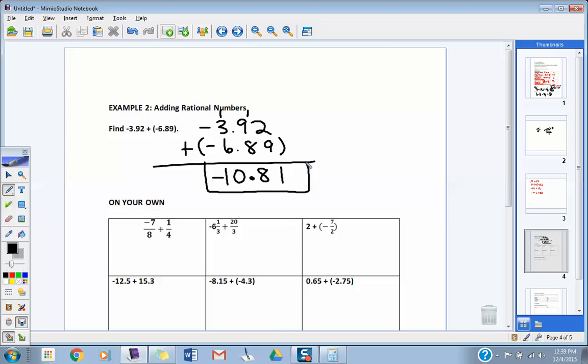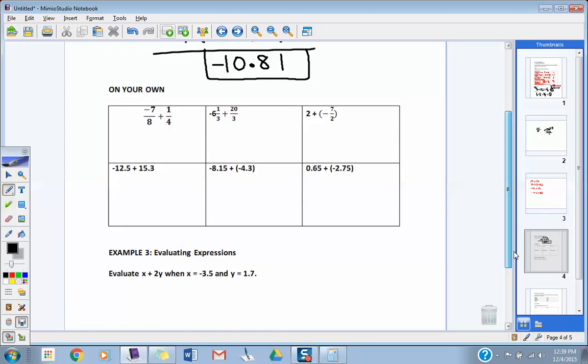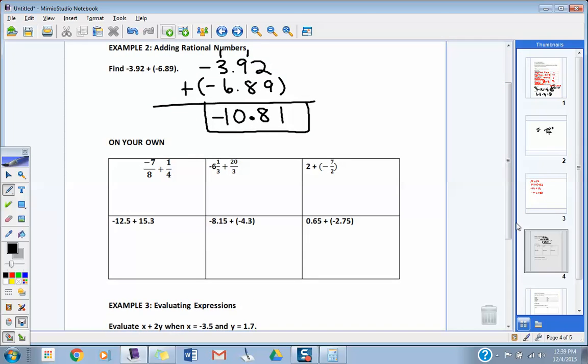Okay, so that's a pretty good start right here. I want you guys to take a couple minutes and on your own, give these 6 problems a shot right here. I'm going to go ahead and pause this. First one right here, guys.